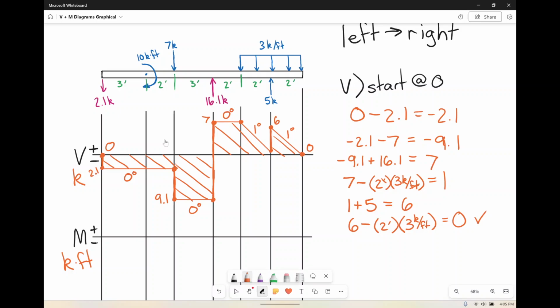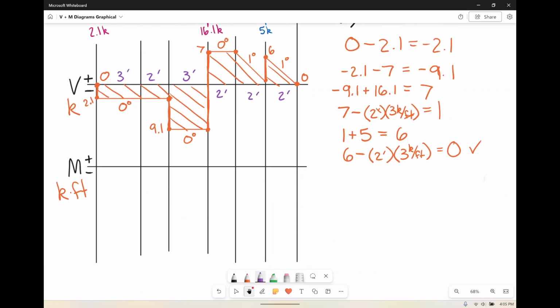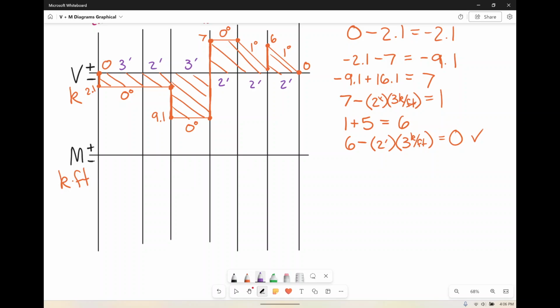So no matter what, label every single distance that you know. So this is 3 feet, this is 2 feet, this is 3 feet, that's 2 feet, that's 2 feet, that's 2 feet. Is it redundant? Doesn't matter, label it anyway. Why? Because now when we go to the moment diagram, mainly we want to look at the shear diagram. When we're looking at the shear diagram, that's effectively what we need. We need all of the values.